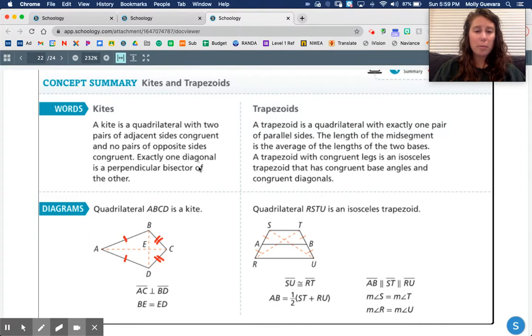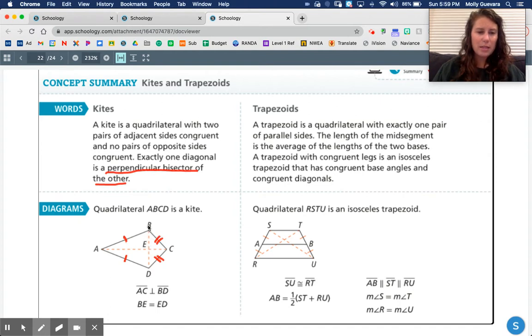No pairs of opposite sides are congruent, right? So the opposite sides are not congruent. Exactly one diagonal is the perpendicular bisector of the other. I'm going to underline that: one diagonal is the perpendicular bisector of the other.